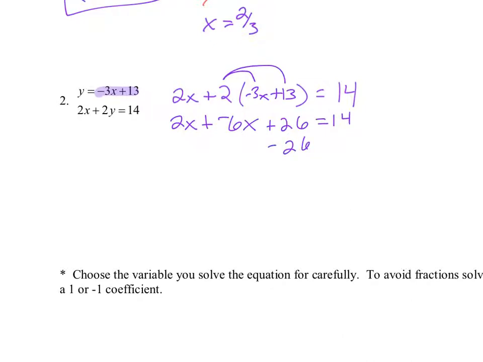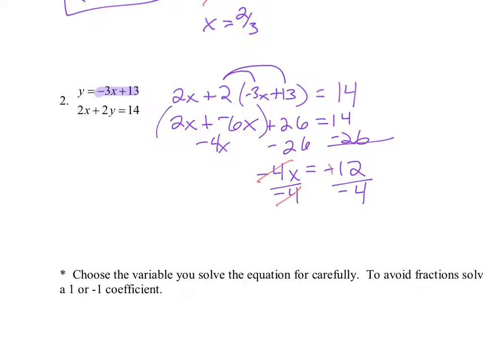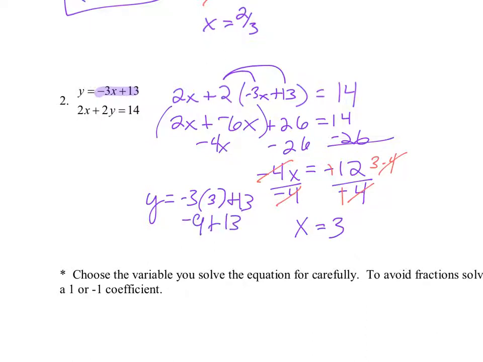Well, I'm going to move the 26 over, and I'm going to combine these two. So this combines to be negative 4x. So now I have negative 4x equals negative 12. That's 14 minus 26. I divide by negative 4. So the negatives cross out. 12 can be rewritten as 3 times 4, so those 4's cross out. And I'm left with the perfectly lovely solution of x equals 3. Now I have to find y, so I plug it back in. Y equals negative 3 times x, which is 3, plus 13. That's negative 9 plus 13, or 4. So my solution is 3, 4.